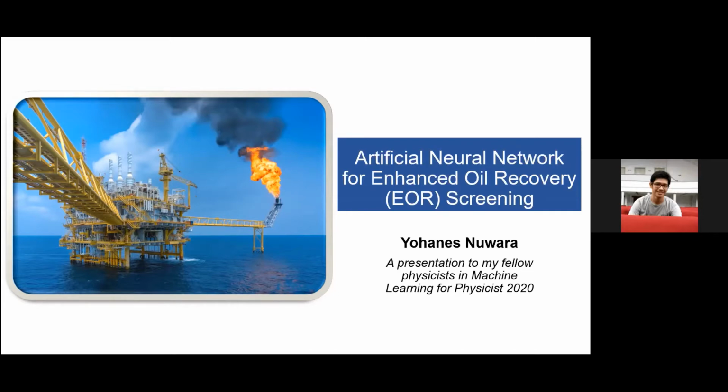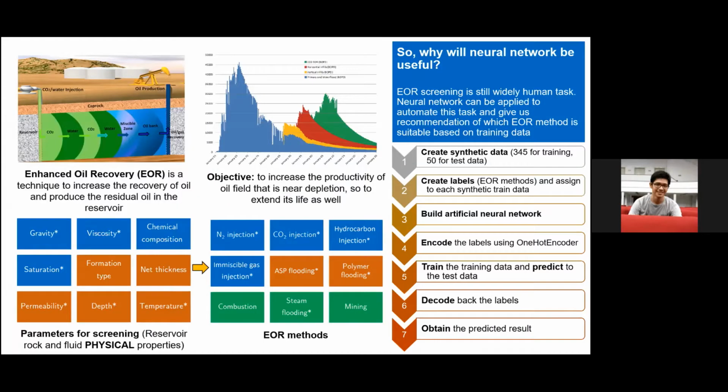So for those who haven't heard about EOR, I will explain a bit about what EOR is, and then why I believe neural networks can be useful for it. EOR is basically a technique to increase the recovery of oil and produce the residual oil in the reservoir. When an oil field is near its depletion or the end of its life, the productivity decreases because the reservoir pressure decreases. At this moment, we can increase the productivity by using enhanced oil recovery.